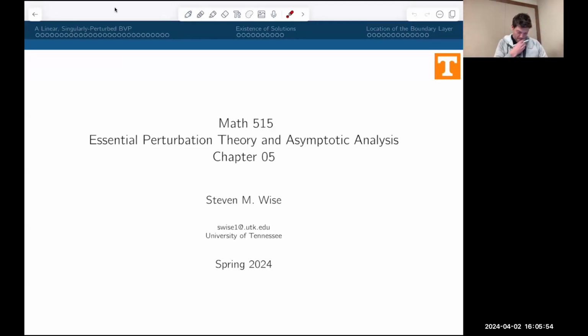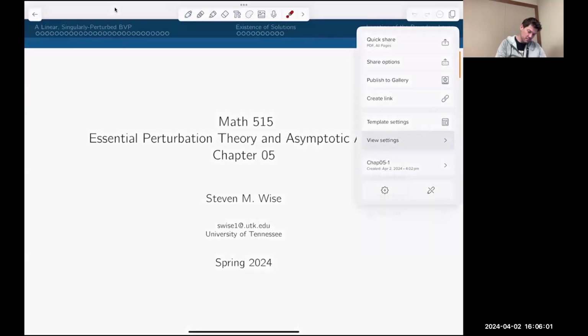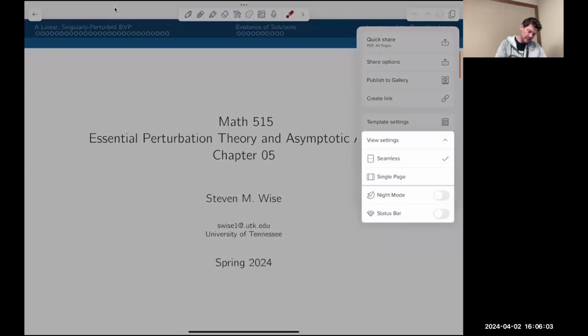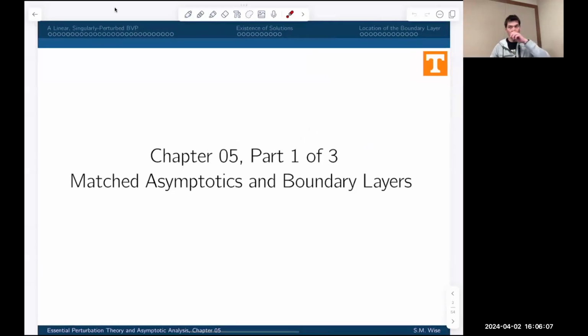So, Chapter 5 is my favorite problem in this whole area: matched asymptotics and boundary layer problems. We've already encountered a couple of examples of these. One was a very simple linear problem, and we used the solutions of that problem to motivate the concept of matching that we did in Chapter 2.